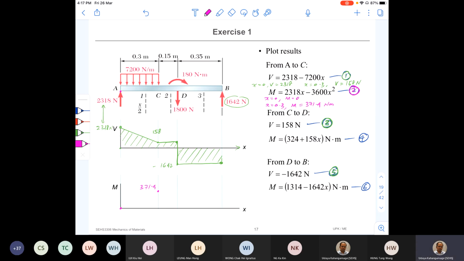Now between A to C, the variation of the bending moment, is it linear or parabolic? Because it's a second order function, the variation is non-linear, parabolic. So I'll try my best to draw a parabola like this. It's not linear. Okay, it's a parabolic function.